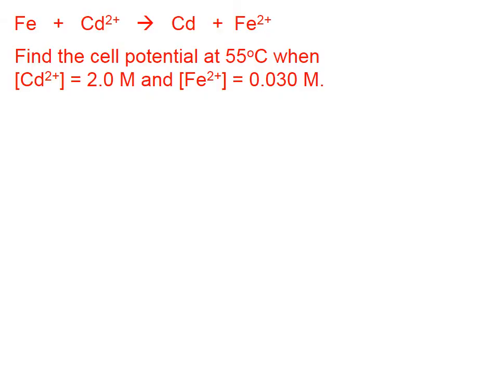Here we have an equation, and we're asked to find the cell potential at 55 degrees Celsius when the cadmium ion concentration is 2 molar and the iron 2 ion concentration is 0.03 molar. Let's notice a couple of things. Firstly, we have a non-standard temperature. 25 degrees Celsius is standard temperature.